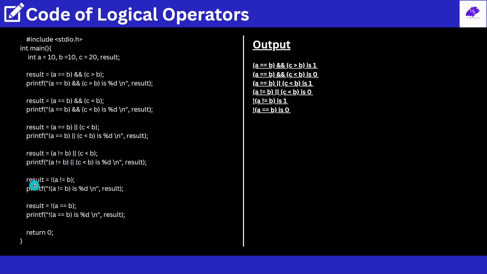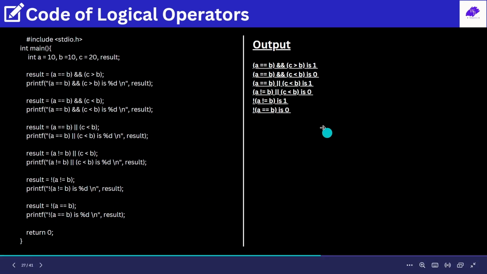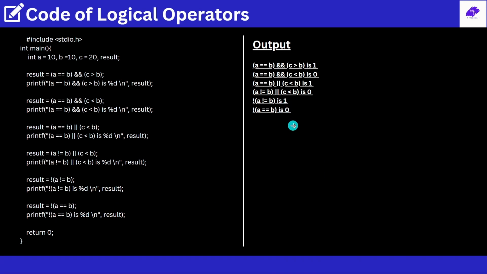Like result is equal to not (a is not equal to b). Here we can see that a is equal to b, so a is not equal to b is false, that is 0, but the negation of 0 is 1, so the second-to-last output will be 1. But in the last case, a is equal to b, which is true, that will return 1, but the negation sign, not 1, is 0, so at the end 0 will be printed.